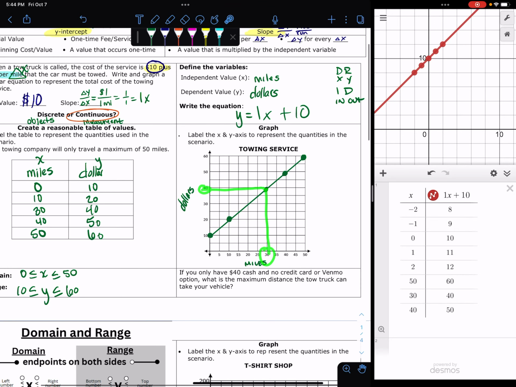And so it's kind of like you might even have that on your table. Your table would be like, oh, so $40, that means I'm only going 30 miles. And so it might not be on your table if you didn't put that as an option, but for us, it did. So it would be 30 miles.